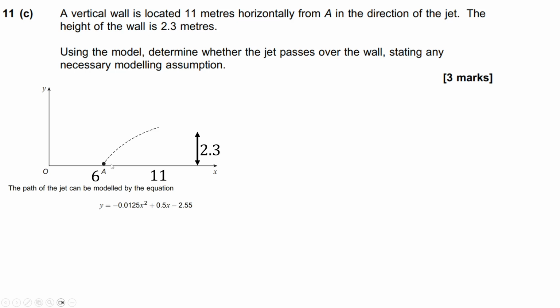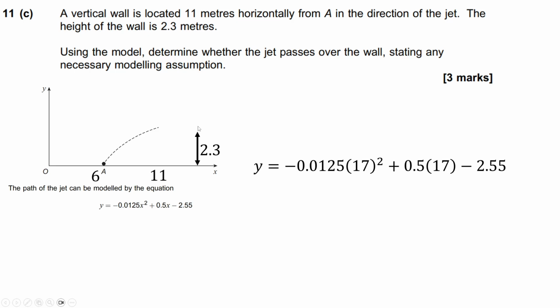No, sorry, yeah, it is. Yeah, the distance here is 11. Okay, and then this point here is just going to be 6 plus 11, which is 17. So this wall has x value 17, and we need to find what the y value is at that point of the actual curve.